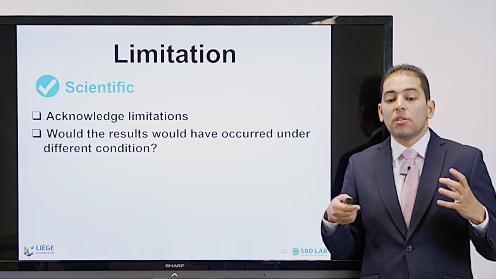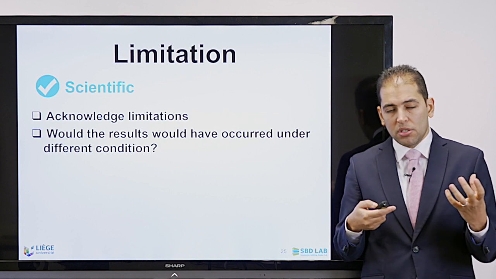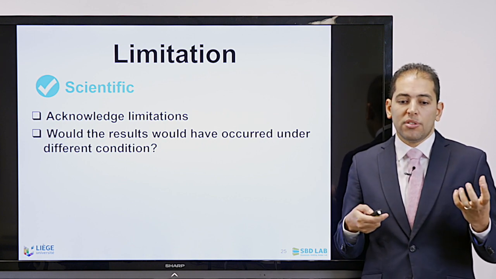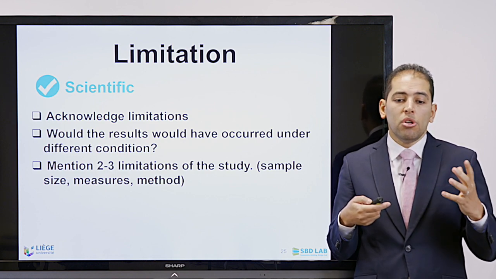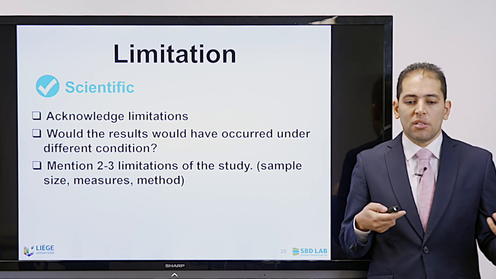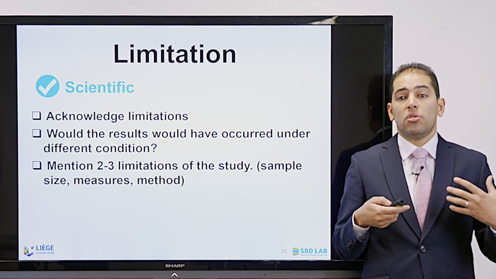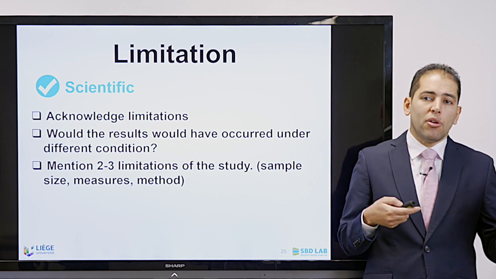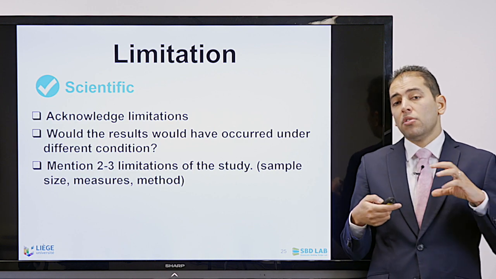So would the result occur under different conditions? You need to answer this question. If somebody else did this, would you have the same results? You need in general to mention 2 to 3 limitations of your study. Talking about the sample size, it was maybe small, maybe the measurements were not accurate or there were no measurements, maybe the methodology is missing an item. You can talk about that very freely and consider it as a limitation.